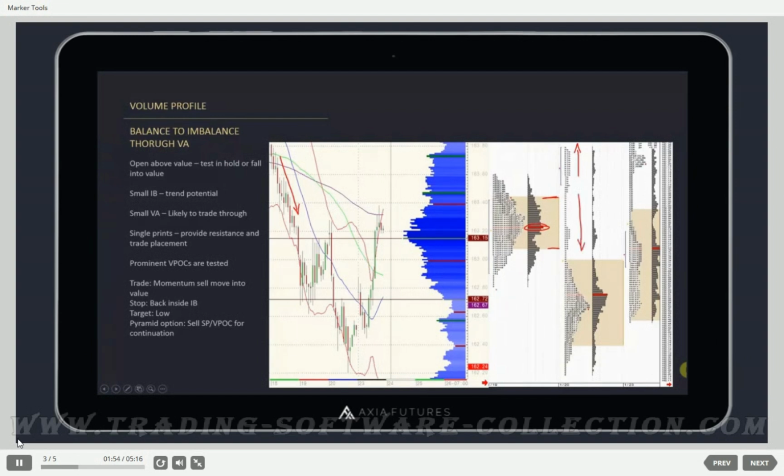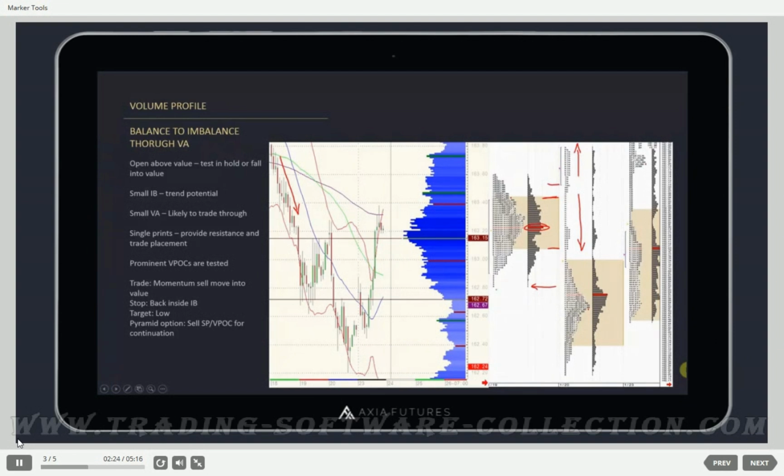That's what we saw. So where is the trade? It's on momentum. When you start seeing momentum into value, when you start seeing volume picking up as we come into value, that's where you want to be looking at a short. Your stop is going to have to be inside the initial balance, and you're looking for a continuation lower, and ultimately your target is going to be that previous day's low. So you're getting a pretty decent risk reward for your trade.